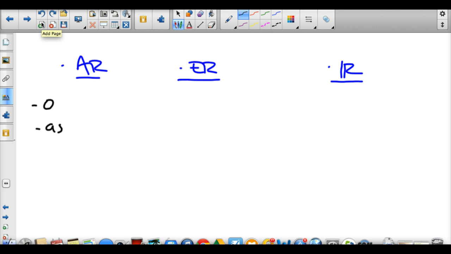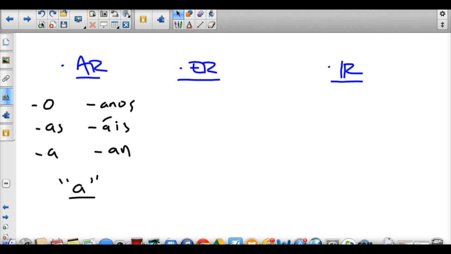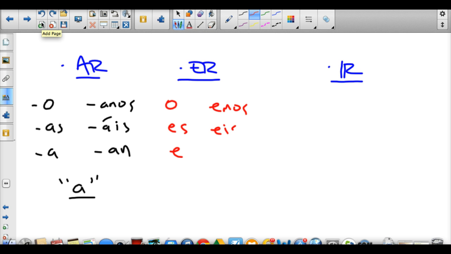O, as, a, amos, ais, an. Predictably, for AR verbs, you're commonly using an A. For ER verbs, I'll do those in red. O, es, a, amos, eis, en. Predictably, for ER verbs, this O, this O, that was good. This E becomes common, the E in these verb conjugations.